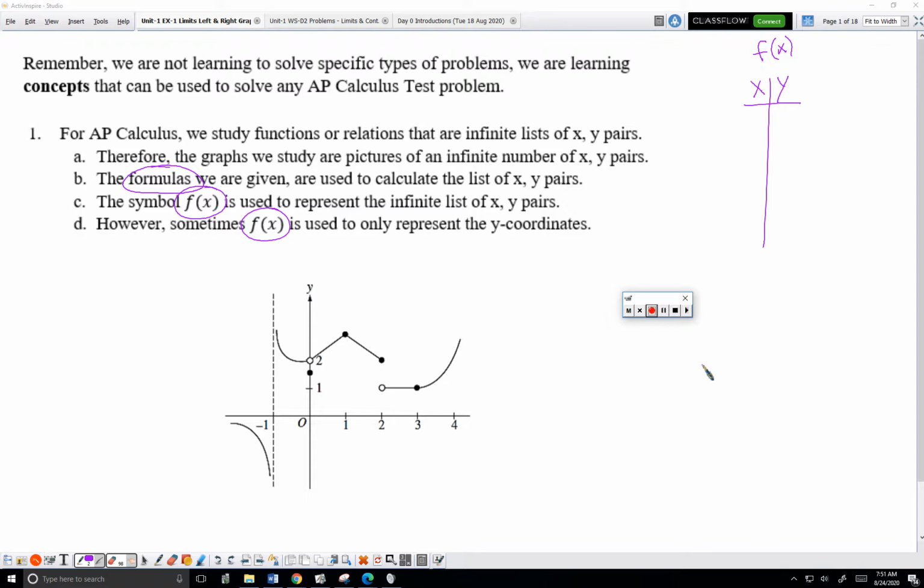So we talked last time about the idea that we're just dealing with a big set of XY pairs. When we look at a graph, we're just looking at a bunch of dots where every dot represents an XY pair. If we see an expression like this, it says f of, we'll just use 3 is fine.